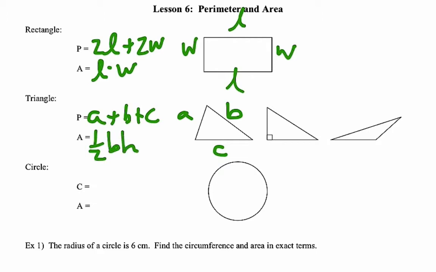But we do need to be clear on what the height is. The height has to go from one vertex directly across to the other side to make a right angle. So in this first triangle, the height would be here. In the second triangle, the height is actually one of the sides, because from this vertex straight down in a right triangle makes that right angle, so the height is one of the sides.